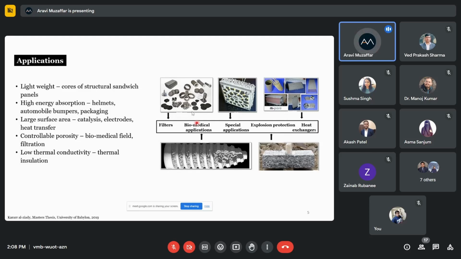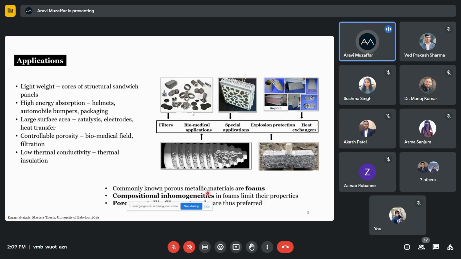Also, because of their large surface area, they are used in catalysis and electrodes. And one important parameter is that their porosity can be controlled. They're also used in heat exchangers because they have low thermal conductivity. So commonly known porous materials, as you might be aware, are the foams. Foams, as I said, are generally made from the powder metallurgy route, wherein powders of the metals are mixed, and then finally sintered after compaction, obviously.